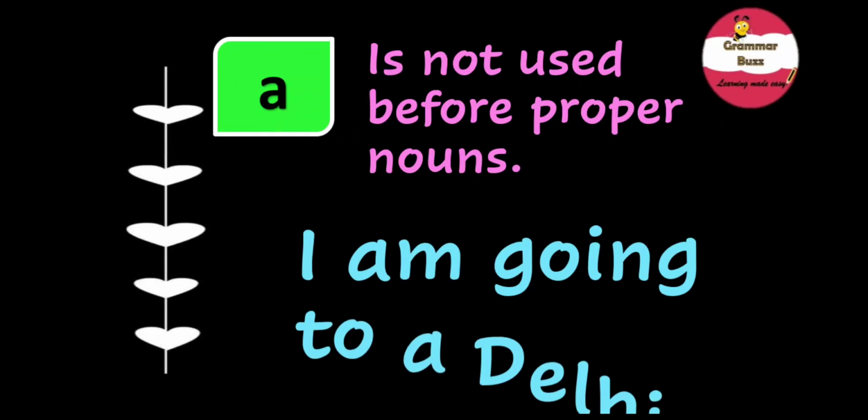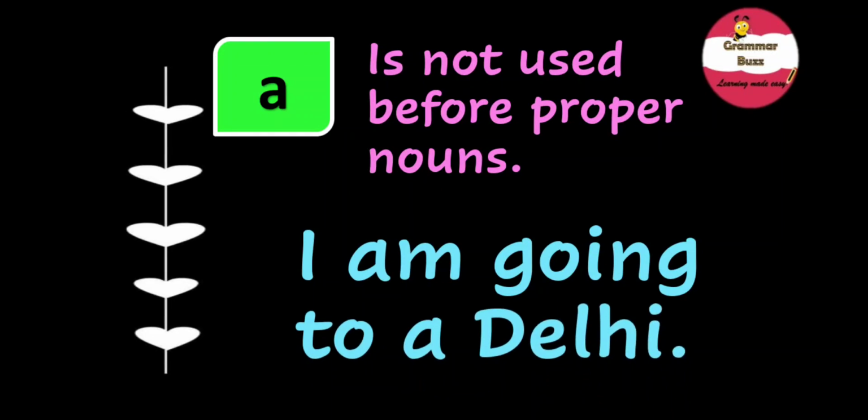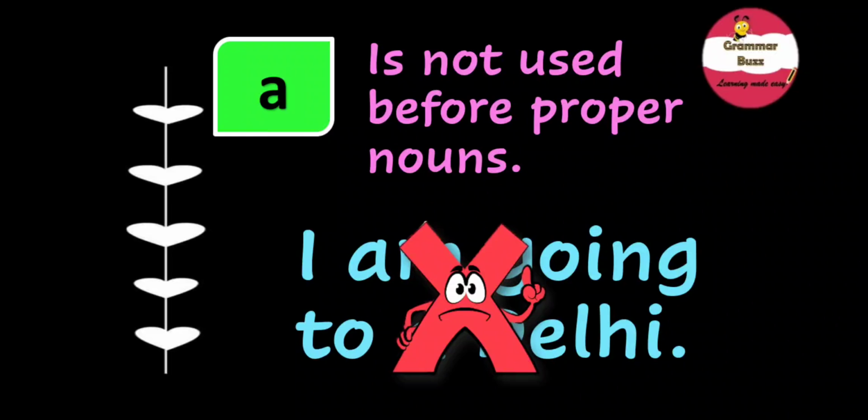Let me give you an example. I am going to a Delhi. Hey, do we ever say that? We never use the article a before a proper noun. So Delhi here is a proper noun and we never use the article a before a proper noun. So that is definitely incorrect.